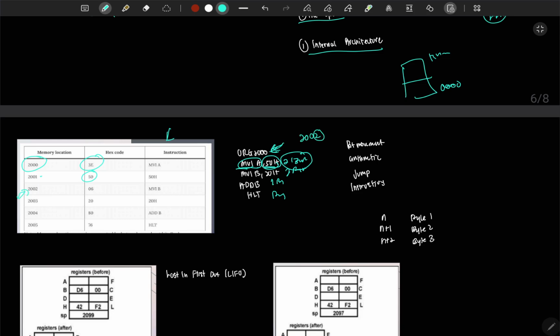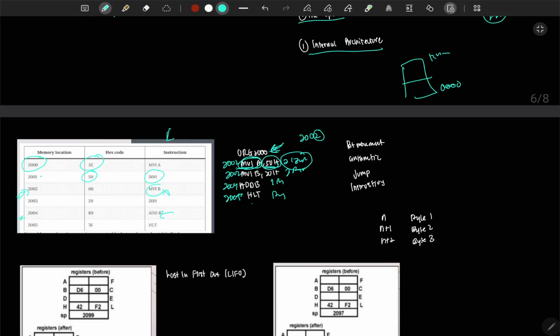So 2002 reflects that MOV B. So here is 2002, and here is 2000. Another 2 bytes, meaning that we will be going to 2004. I said that 2004 has ADD B. So 1 byte means it's 2005. So each line has its specific place. I said that the opcode lives in the stack. So this is 2 bytes.